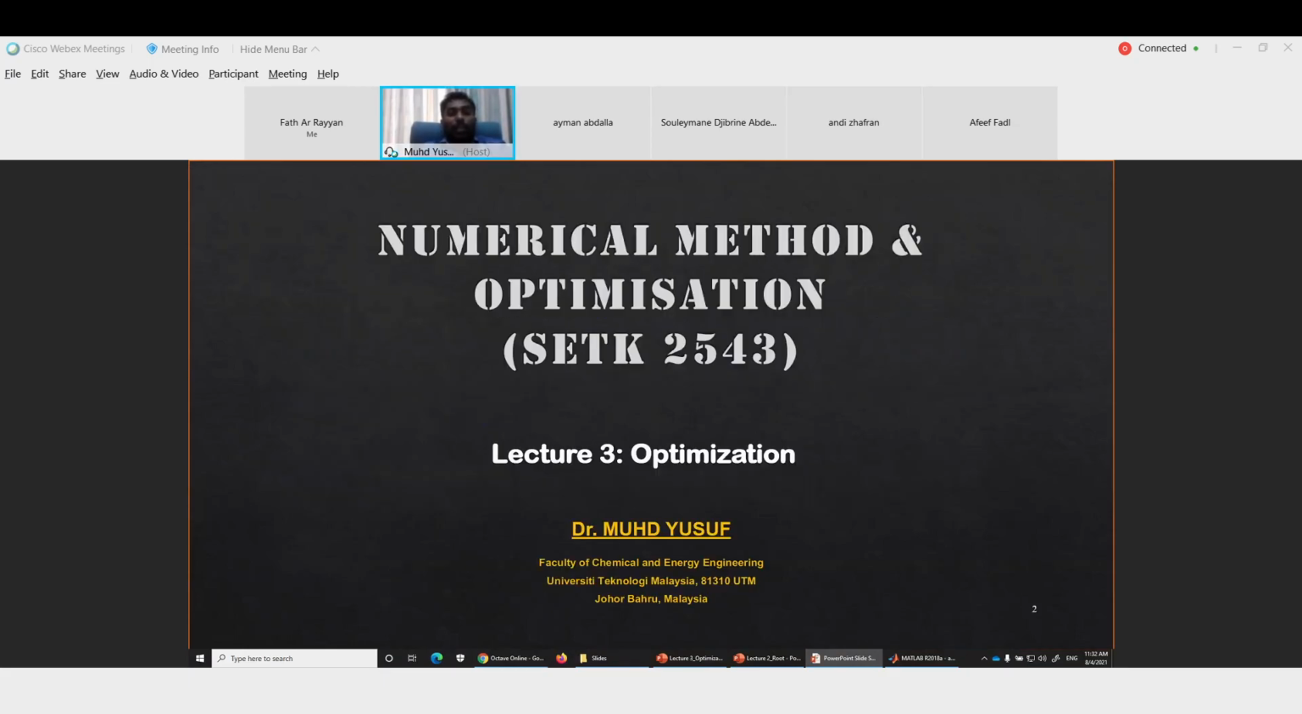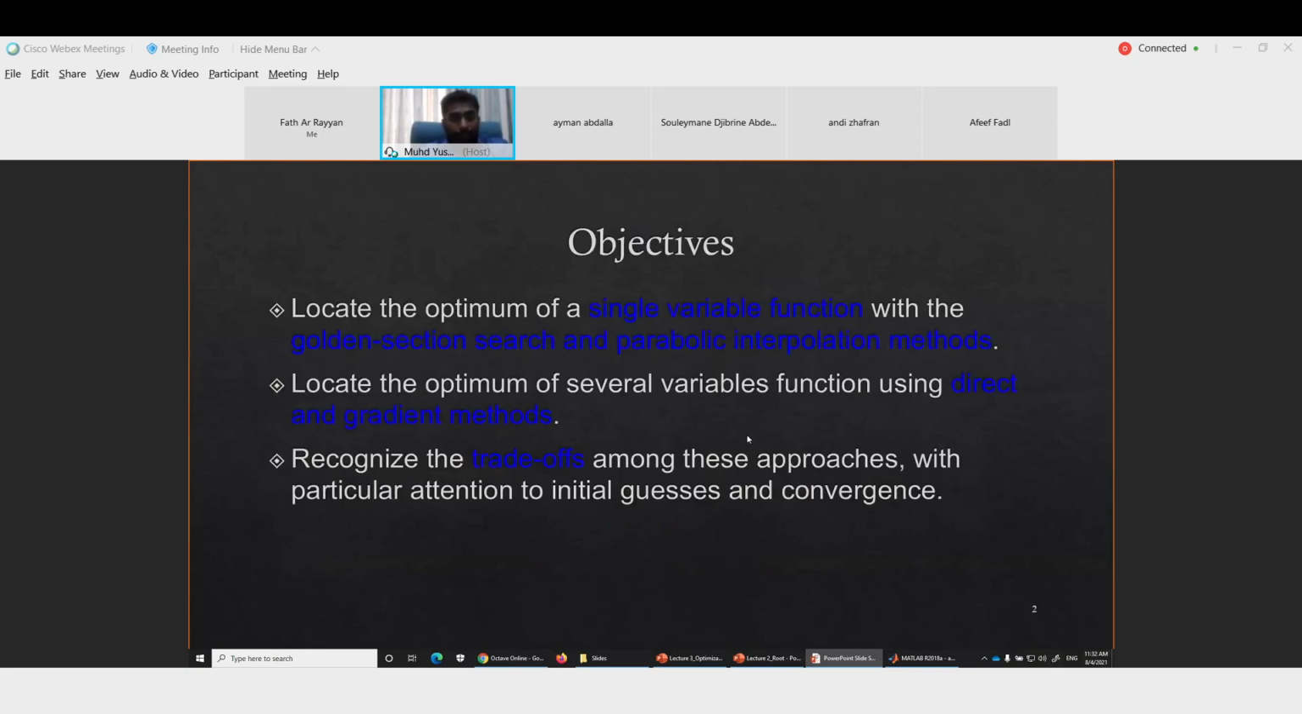Okay, the next chapter that we are having here is optimization. The objective for this chapter is to locate an optimum value of a single variable function with the golden section search and also parabolic interpolation. So we have just two methods here, golden section search and the parabolic interpolation method, and this one is to locate the optimum.